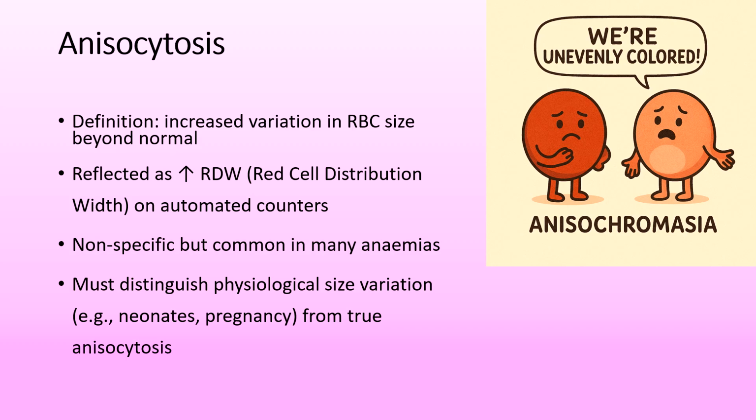Anisocytosis simply means increased size variability. On the analyzer, this corresponds to an increased RDW. It is a very non-specific finding, and you will see it in iron deficiency, megaloblastic anemia, hemolytic states, mixed deficiency states, etc. The key is not to label physiological situations like neonates and pregnancy as anisocytosis, and the pattern should be appropriate for age and state. Using this term only when variation reflects a pathology is ideal.